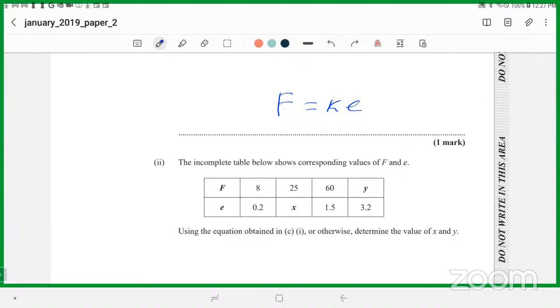It says use the equation obtained in C1, that's this equation, or otherwise to determine the value of X and Y. That's these two values. In this question, they give us a pair here and another pair there. We can use any one of the pairs for the K. Let's use this one with smaller values. I'm going to use this one for the K.